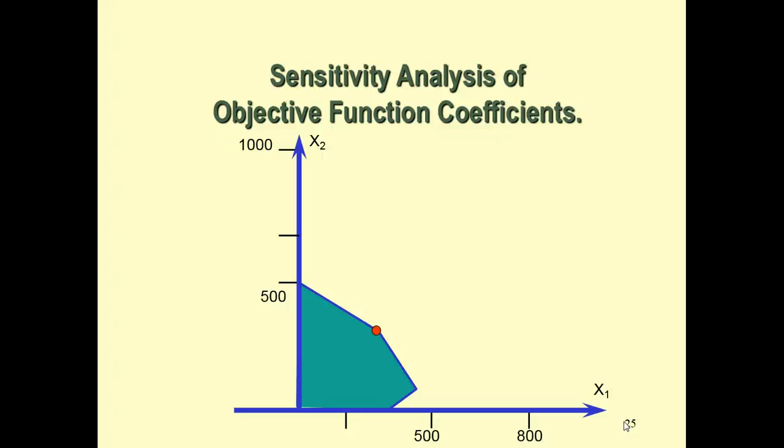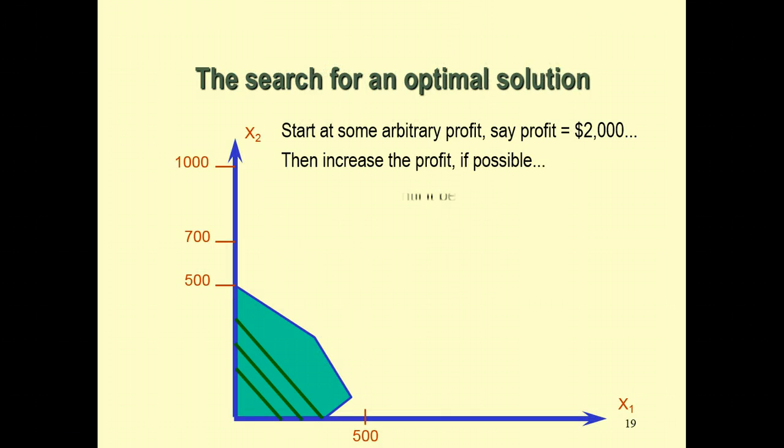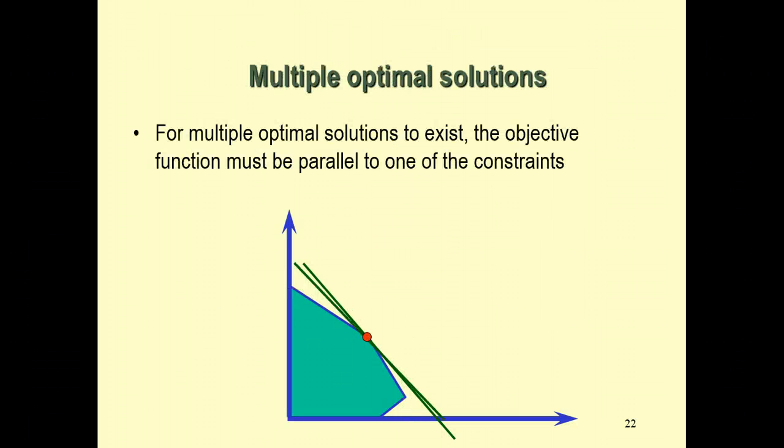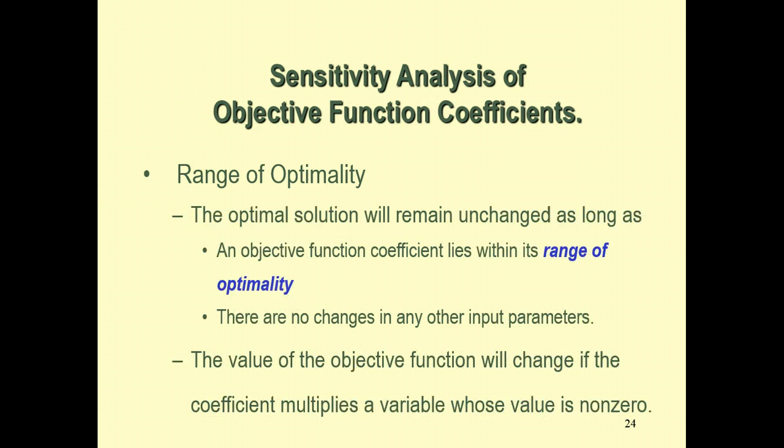Now, I wanted to look at this last because it's ugly, but if we look at the book's definition for range of optimality, it's kind of ugly, okay? But we might as well look at it. The range of optimality is, the optimal solution will remain unchanged as long as an objective function coefficient, that's what these are, lies within its range of optimality. That's what we saw, as long as there are no other changes in any other input parameters. So we have to say, well, only one thing's changing. When we change two things, well, then we kind of have to resolve.